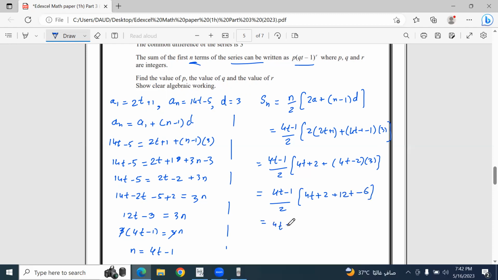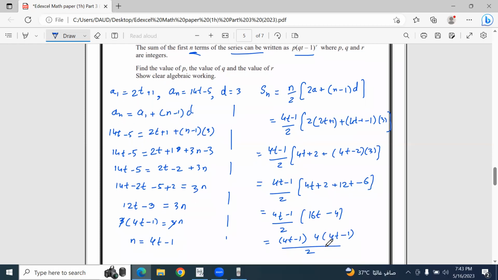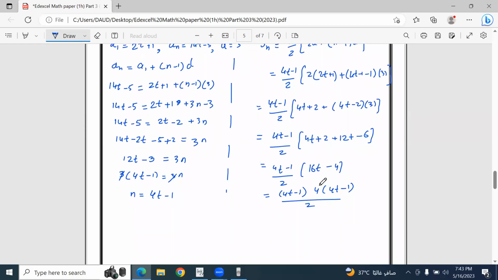Next step, (4t minus 1) over 2, 4t plus 12t gives us 16t, minus 6 plus 2 gives us minus 4. So we can take 4 common: 4t minus 1, take 4 common. So we have (4t minus 1) over 2. Next step, we can cancel this 4 with the help of 2. So lastly, we have 2 bracket open, 4t minus 1 comes 2 times, so we will write 4t minus 1 whole squared.